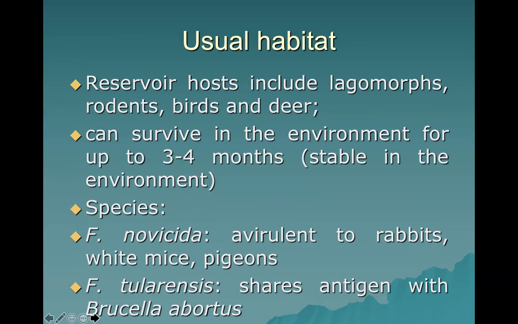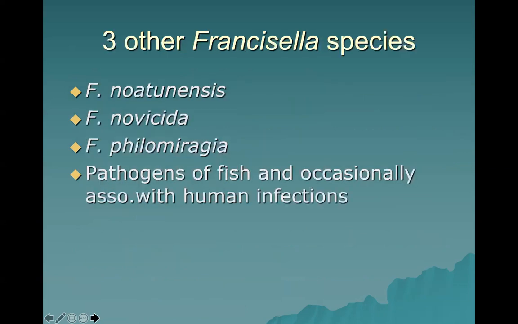The species are Francisella novicida, which is known to be avirulent, so non-pathogenic to rabbits, white mice, and pigeons. Francisella tularensis is known to share antigen with Brucella abortus, which was discussed already, that is known to cause abortion in cattle. There are 3 other Francisella species. We have noatunensis, novicida, philomiragia. Pathogens of fish and occasionally associated with human infection is Francisella philomiragia.